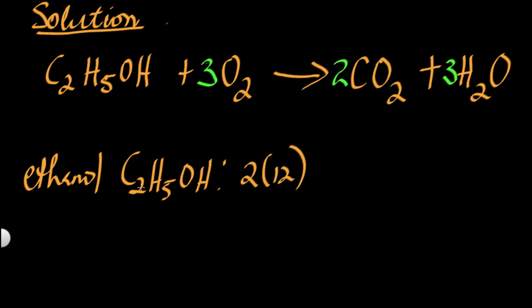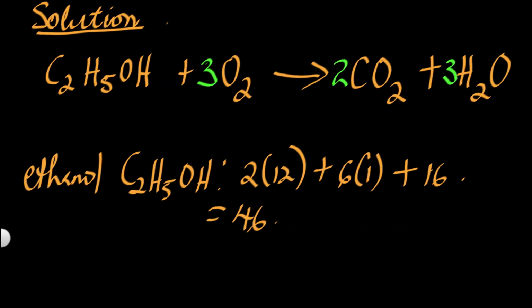12 is the molar mass of carbon, and we have 2 there, plus 6 hydrogen atoms, which means we're going to multiply 6 by 1, which is the molar mass of hydrogen as an element, plus 16, which is the molar mass of an oxygen atom. We add this, we get the molar mass of ethanol itself, that is 46. You do the same for all of the products and all of the elements.